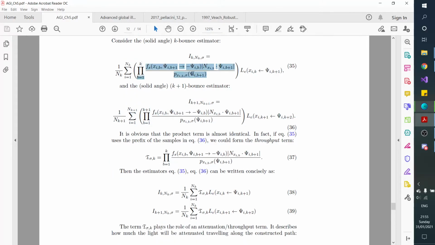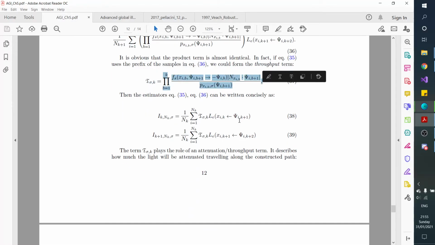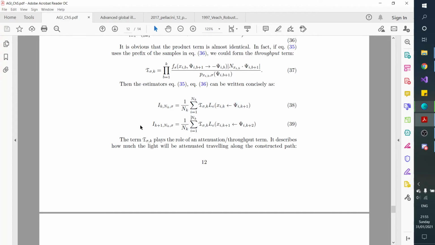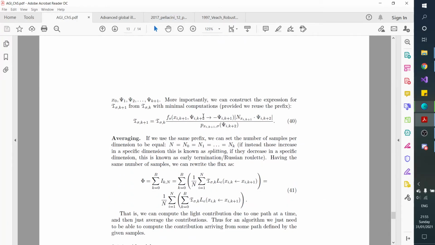In fact, we can take this whole part here and, for conciseness, call it tk. So this is the product. And then we can write the two estimators very concisely. This should say k+1. Yeah, I'll fix it. And then we can find a relationship between the two.